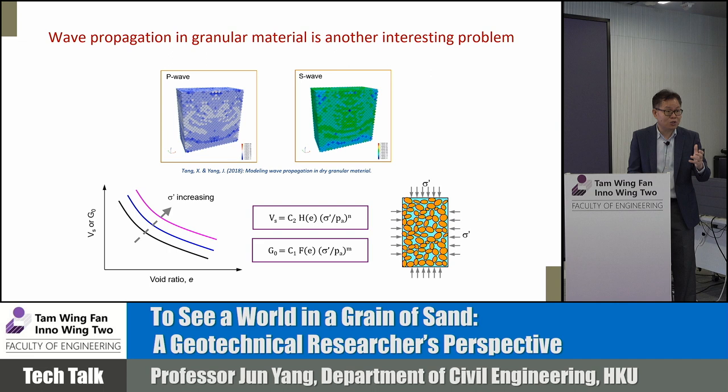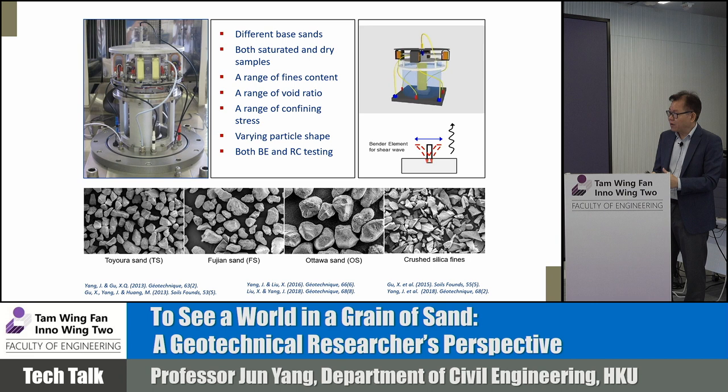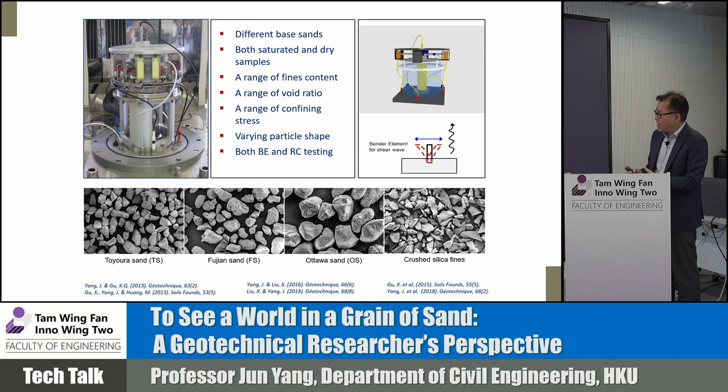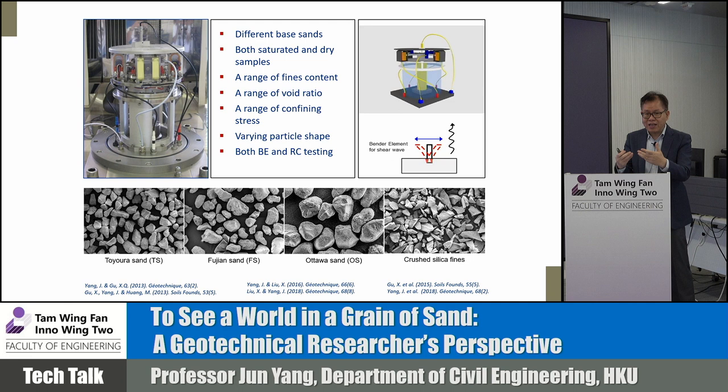So we set up at Hong Kong U an advanced testing device to measure the elastic wave propagation in soil specimens, including dynamic properties. This device actually has the function of resonant column, a function of torsional shear, and a function of bender elements. The bender elements are a kind of piezoelectric transducer. This transducer can be used to generate signals with different frequencies. Then we look at the received signals and try to identify the travel time of the elastic wave. From this, we can get the velocity of the elastic wave.